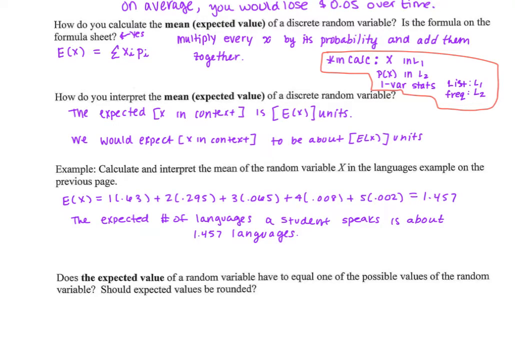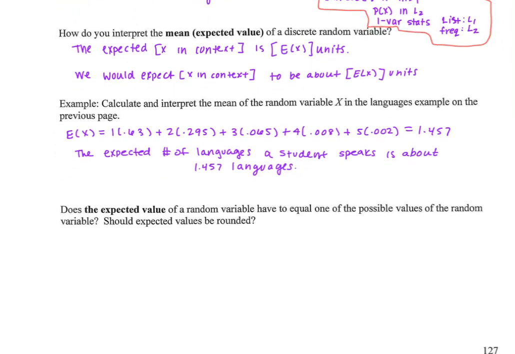So hopefully you got this answer right, and notice how your expected value comes out to a decimal, even though it's not one of the possible values that you can get, 1, 2, 3, 4, and so on. It's still the expected value, and you do not round. Keep this a decimal.